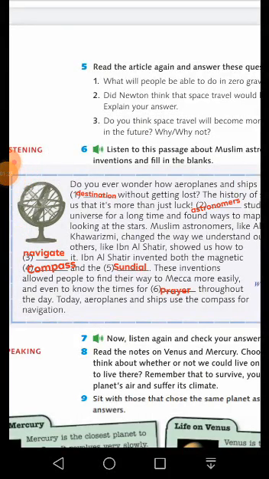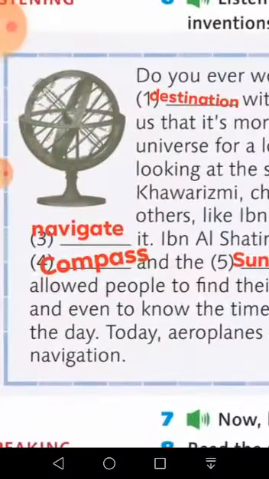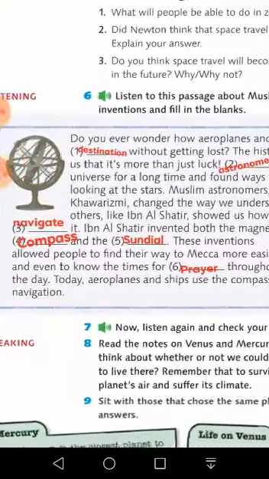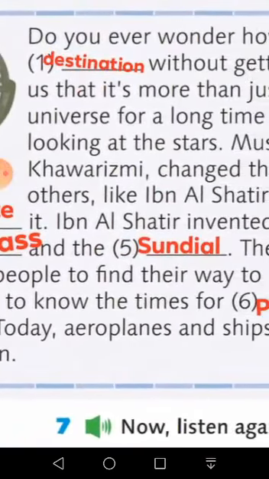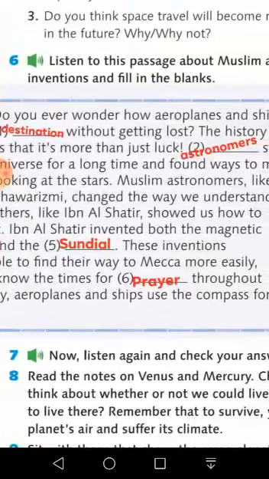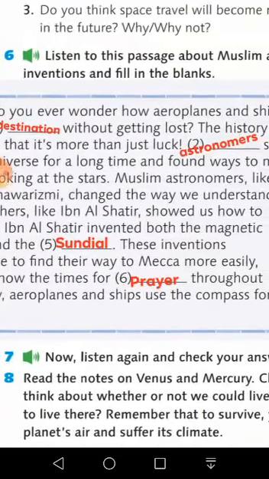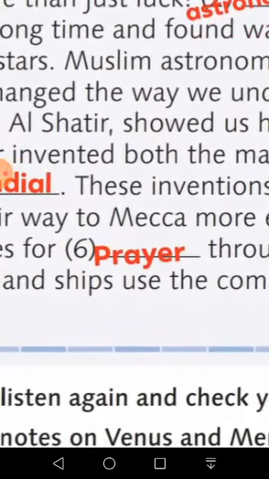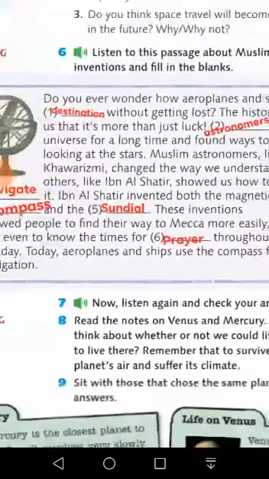Then, do you ever wonder how aeroplanes and ships reach their destination? Number 1, destination, without getting lost. The history of science shows that it's more than just luck. Number 2, astronomers studied the universe for a long time and found ways to map the Earth by looking at the stars. Muslim astronomers like Al-Fazari and Al-Khwarizmi changed the way we understand our planet. And others like Ibn al-Shatir showed us how to navigate. Number 3, navigate it. Ibn al-Shatir invented both the magnetic compass, number 4, compass, and the sundial. These inventions allowed people to find their way to Mecca more easily and even to know the times for prayer, number 6, prayer, throughout the day. Today, the airplanes and ships use the compass for navigation.